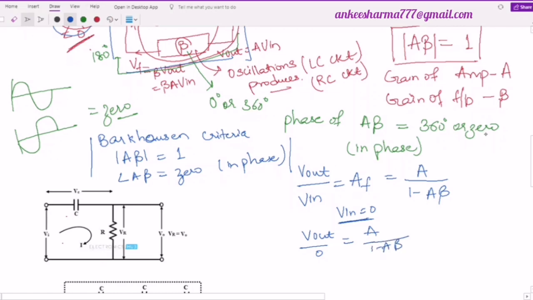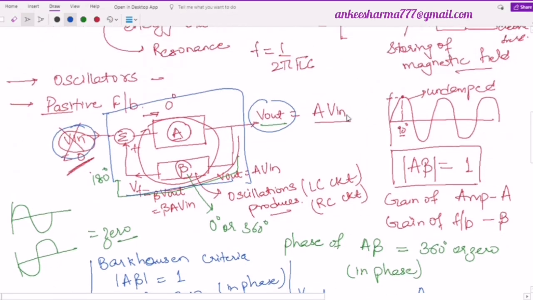And can I say that anything divided by 0 is equal to infinity? And that will be possible only when the value of A beta is equal to 1. So from here also you can derive the Barkhausen criteria, that the magnitude of A beta must be equal to 1. Then only we can achieve an output without applying any input. Although over here I have told you that this is the input which I apply only at the starting of the circuitry, in actual practice we never apply any input.